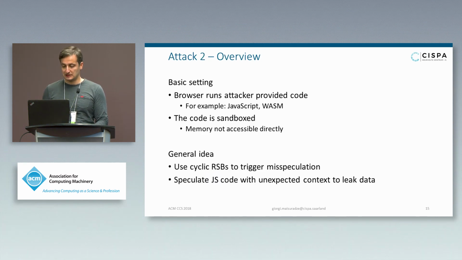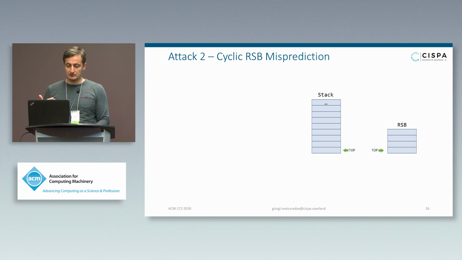Now, let's consider our second attack. In this case, we assume that the attacker is in control of some scripting language like JavaScript or WebAssembly inside a browser. And also the victim is running a CPU which has cyclic RSP entries. And our attacker wants to use cyclic RSPs to trigger misprediction and then use misprediction to leak arbitrary memory from arbitrary addresses. So let's see how we can reach RSP misprediction from cyclic RSPs.